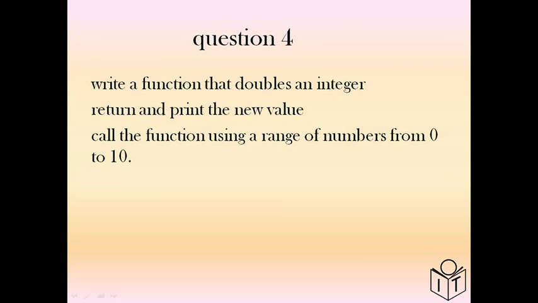Question 4. Write a function that doubles an integer. Return and print the new value. Call the function using a range of numbers from 0 to 10. So you're going to pass it numbers from 0 actually up to number 9 and including 9, and then the function is going to do something, and then your code will print the double of each of those numbers. That's question 4.